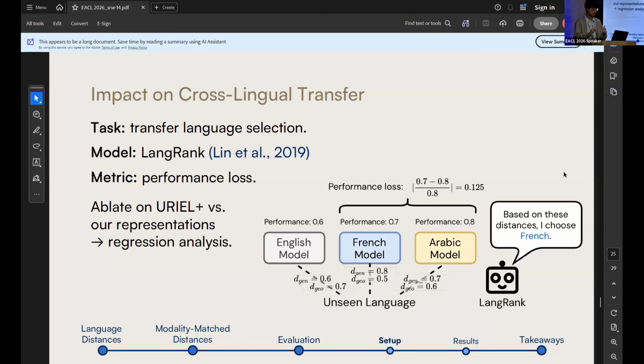And so we want to measure how much our new representations impact language performance with an ablation study, where we switch out URIEL Plus's distances with ours when we train LangRank. And then we perform a regression analysis to determine how much our new representations actually impact language performance.